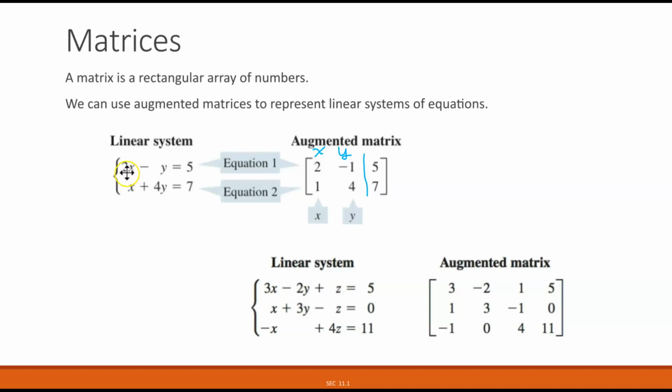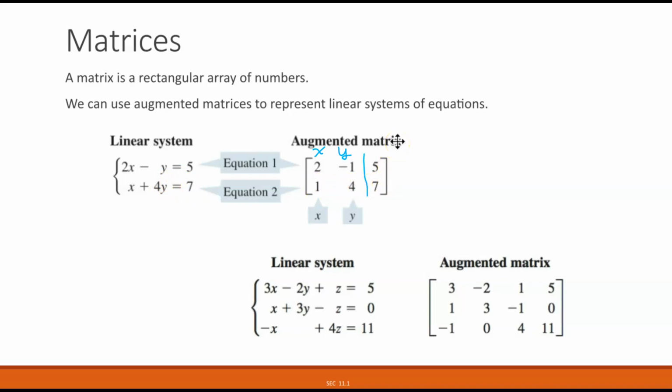Looking at coefficients of x and y, we have 2, -1, other side of the equal sign 5. Coefficients of x 1, y 4, other side of the equal sign 7: 1, 4, 7.